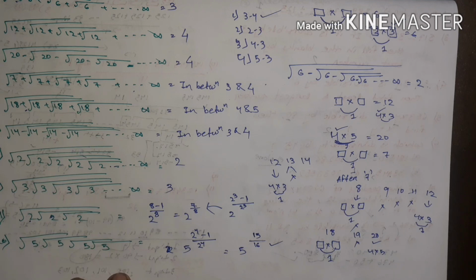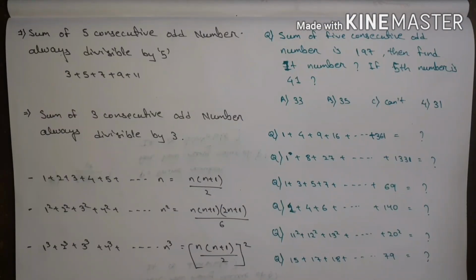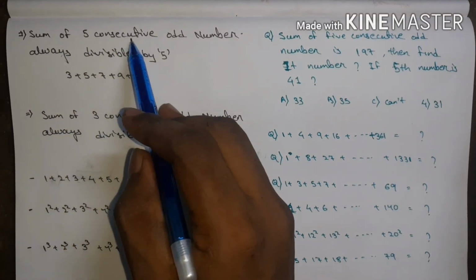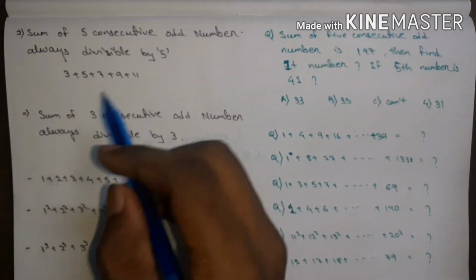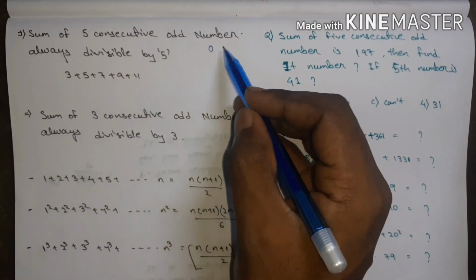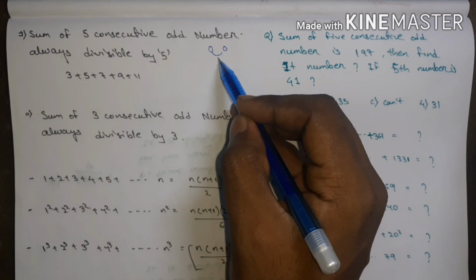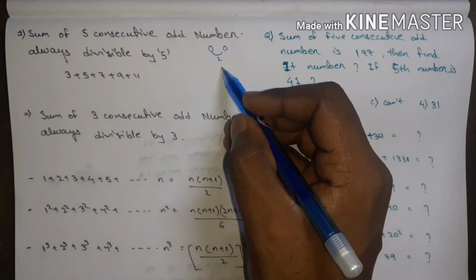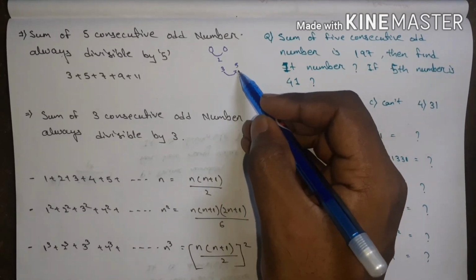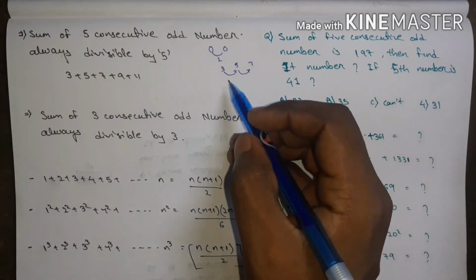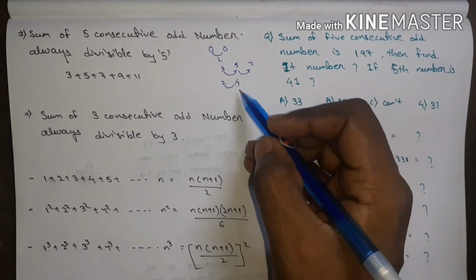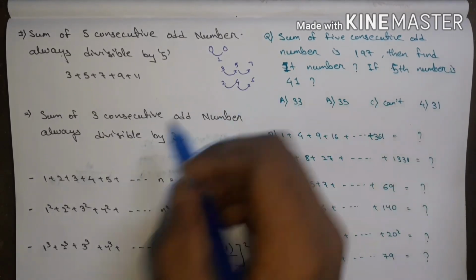Okay. Understand? Remember. Listen. Sum of 5 consecutive odd numbers. What is the meaning of consecutive? Consecutive means two numbers which have difference 2. If the first number is 3, its consecutive number is 5, its next is 7. If the first number is 2, its consecutive number is 4, its next is 6.